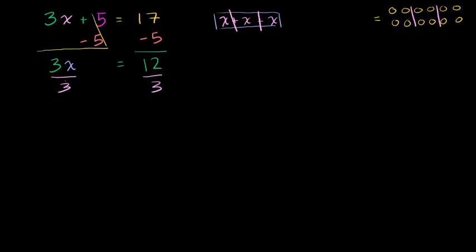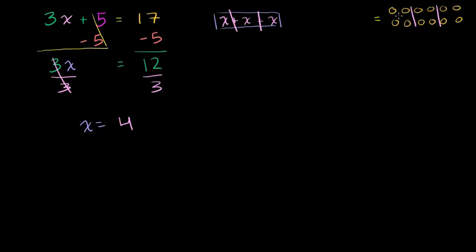So when you do it mathematically here, the 3's cancel out. 3 times something divided by 3 is just something. So you're left with x is equal to, and then 12 divided by 3 is 4. You get x is equal to 4.